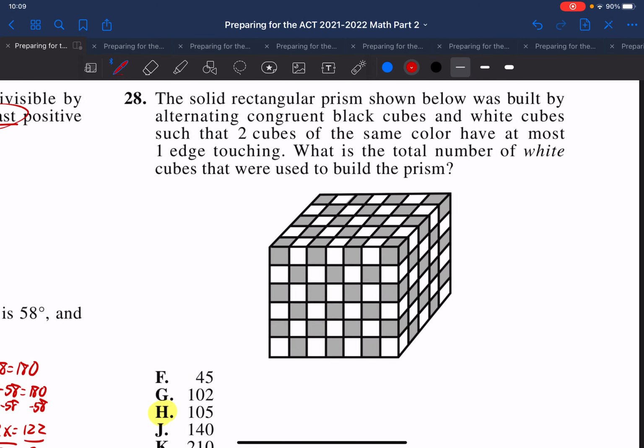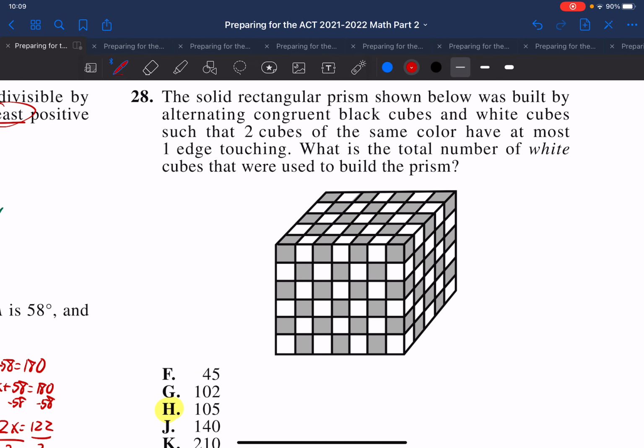28. So we have this solid rectangular prism that was built by alternating black cubes and white cubes, such that 2 cubes of the same color have at most one edge touching. So it kind of looks like a 3D checkerboard. So what is the total number of white cubes that were used to build the prism?